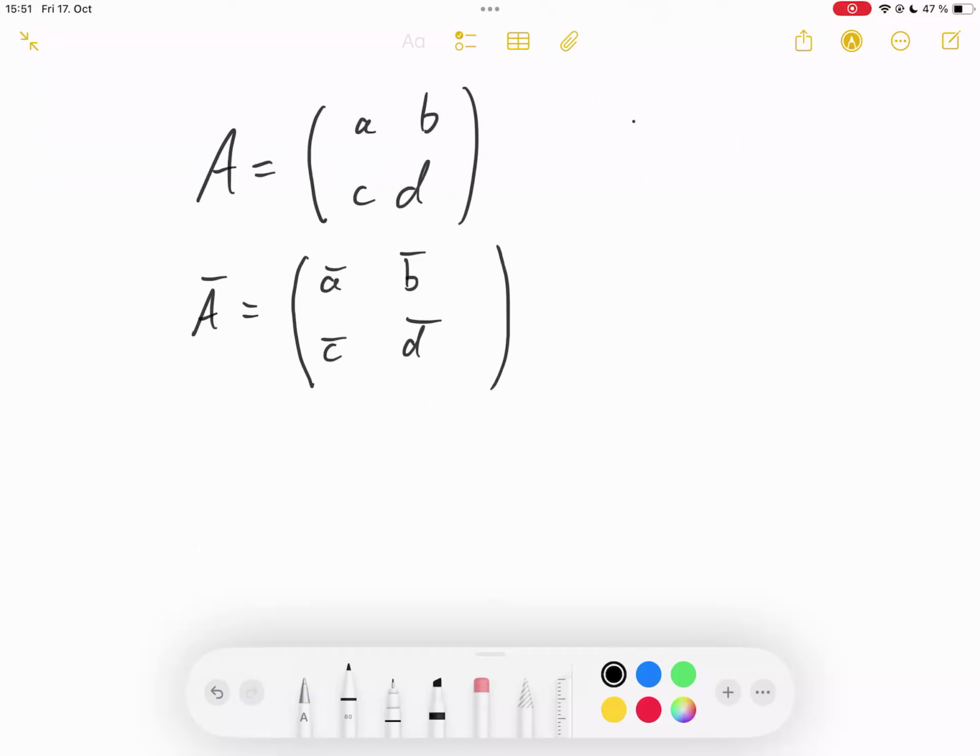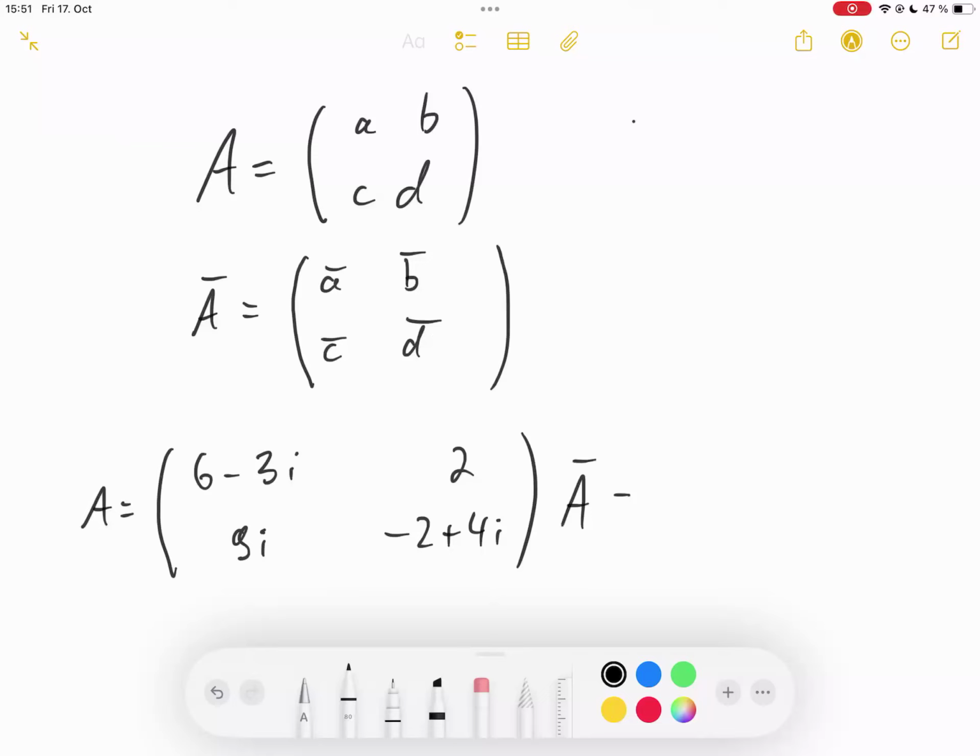Let's look at a concrete example. So 6 minus 3i is the first entry. The next entry is 2. The third entry is 9i. And the last entry is minus 2 plus 4i. And I want to know from you, what's the conjugate matrix? Should be fairly easy since you know conjugates of complex numbers. Send your solutions to the chat.